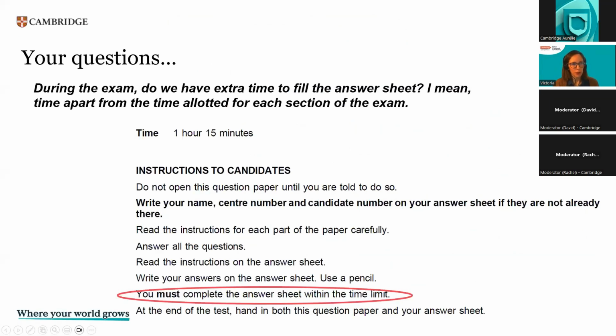More questions for you, from you actually. During the exam, do we have extra time to fill in the answer sheets? Well, you will see. In the instructions, you will have this information. You must complete the answer sheet within the time limit. So there will always be very clear instructions about how and when to complete the answer sheet, right? So if you don't remember because you are nervous, it's a stressful situation, we all know. So don't worry, it will be there for you.